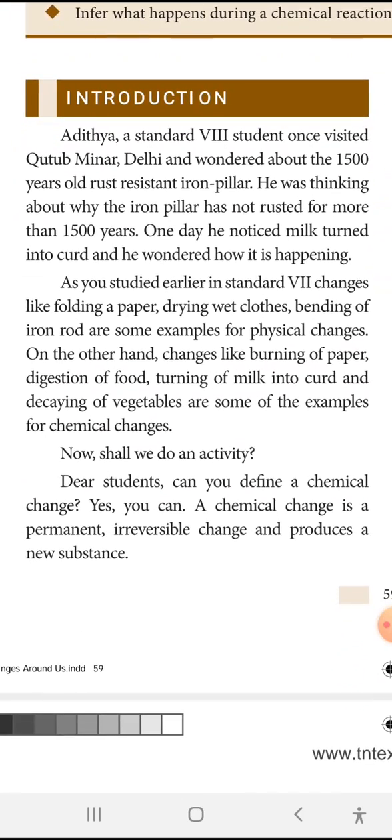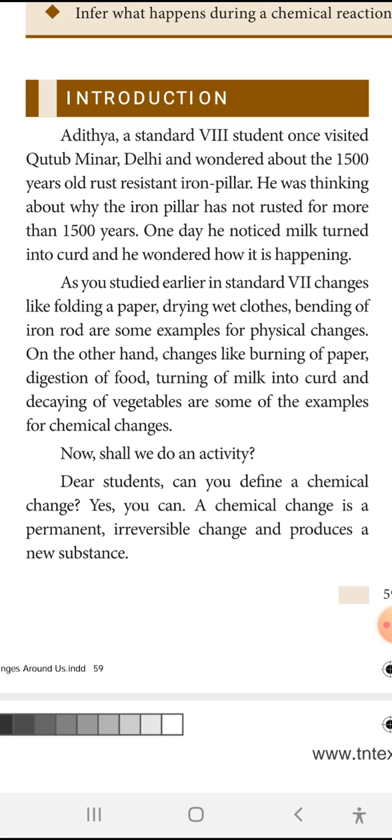Introduction. Aditya, an 8th standard student, once visited Qutub Minar. Qutub Minar is in Delhi and has a wonderful 1500 year old rust resistant iron pillar. He was thinking about why the iron pillar has not rusted for more than 1500 years. One day he noticed milk turned into curd, and he wondered how it happens.